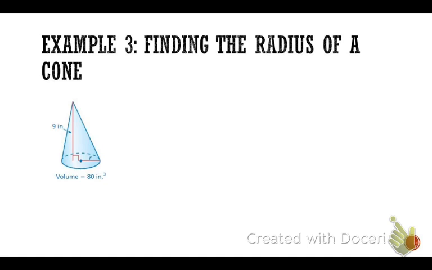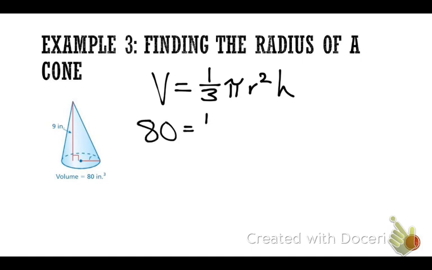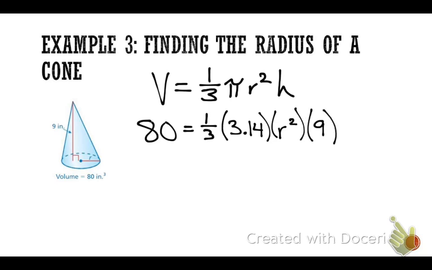So I have 1/3 times pi r squared h. I want you to plug in the numbers. Go ahead and substitute. Okay, now this number gets a little weird because we have to square root it. So we have 80 equals 1/3 times 3.14 times r squared, because we don't know the radius, times the height. Who plugged in those numbers accurately? Did you guys get those numbers plugged in?